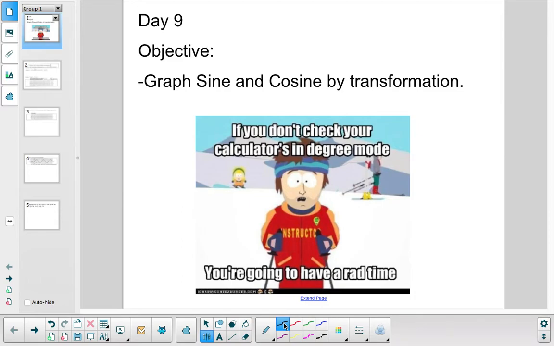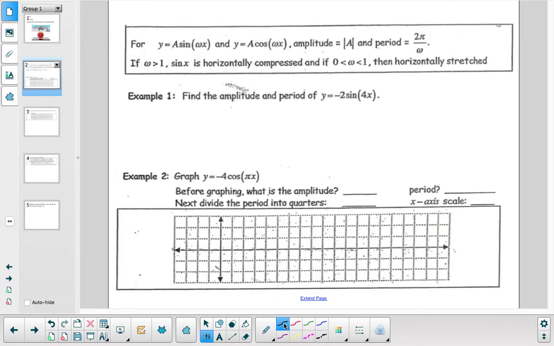Good morning, everybody. Today we're going to be talking about sine and cosine and their graphs, and primarily talking about transforming their graphs. So, finding the amplitude and the period of your sine and cosine function. Not too many notes today, just these two pieces of information.